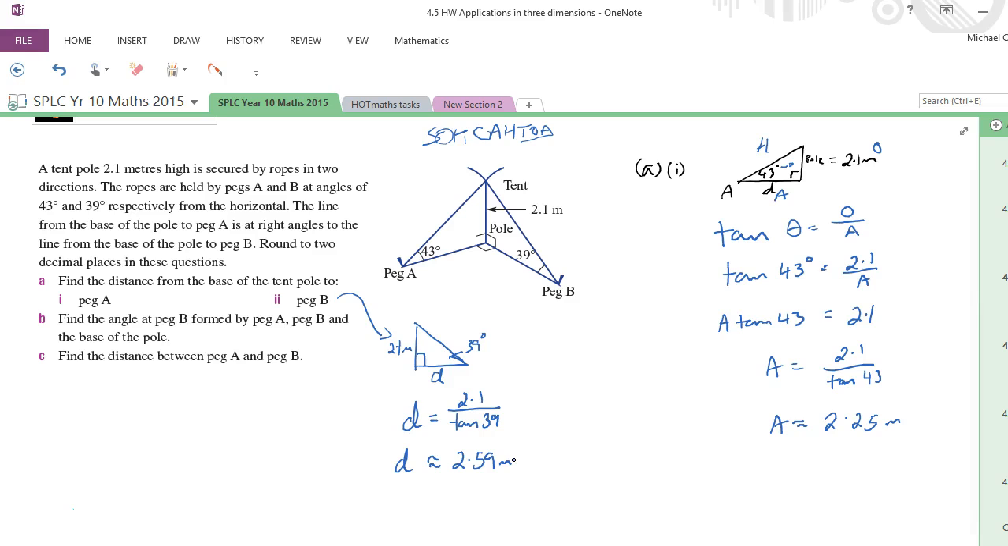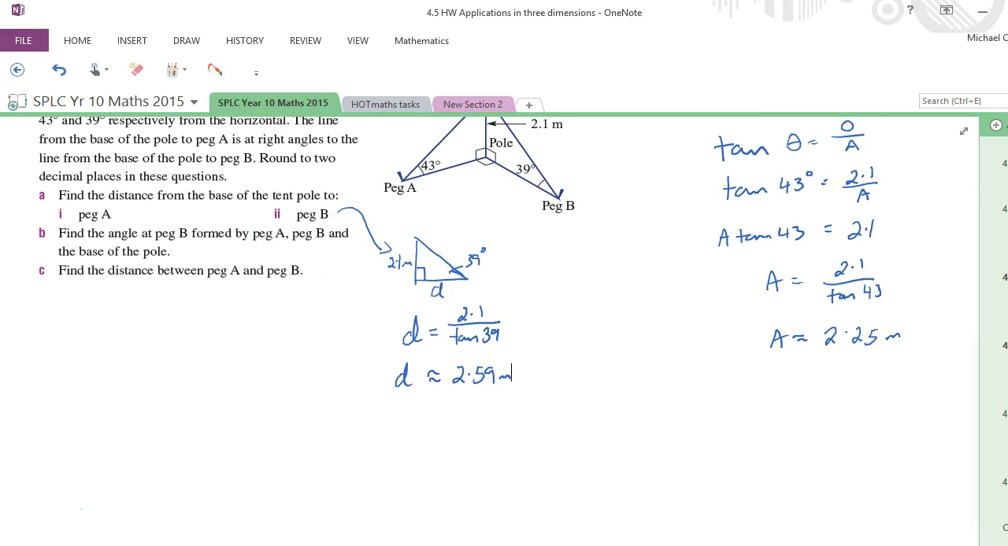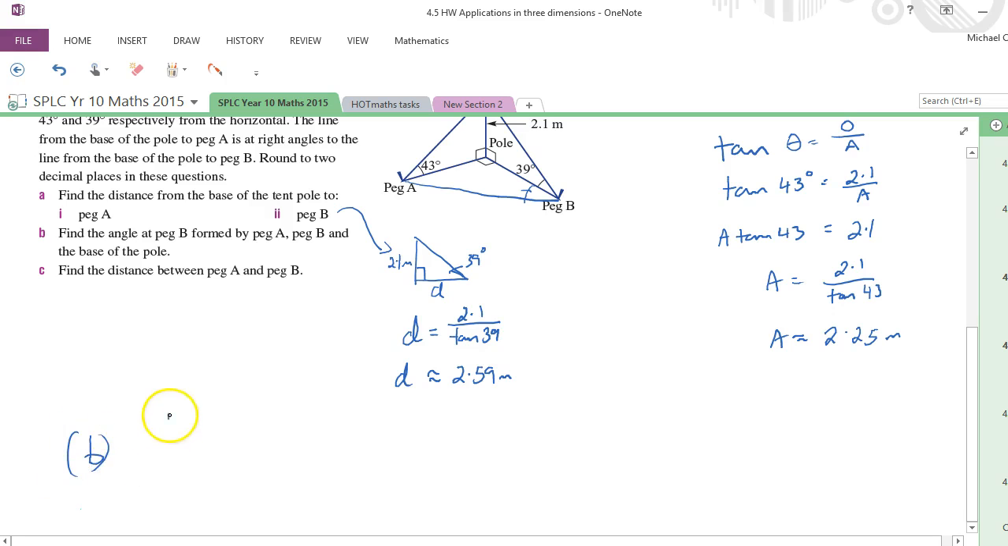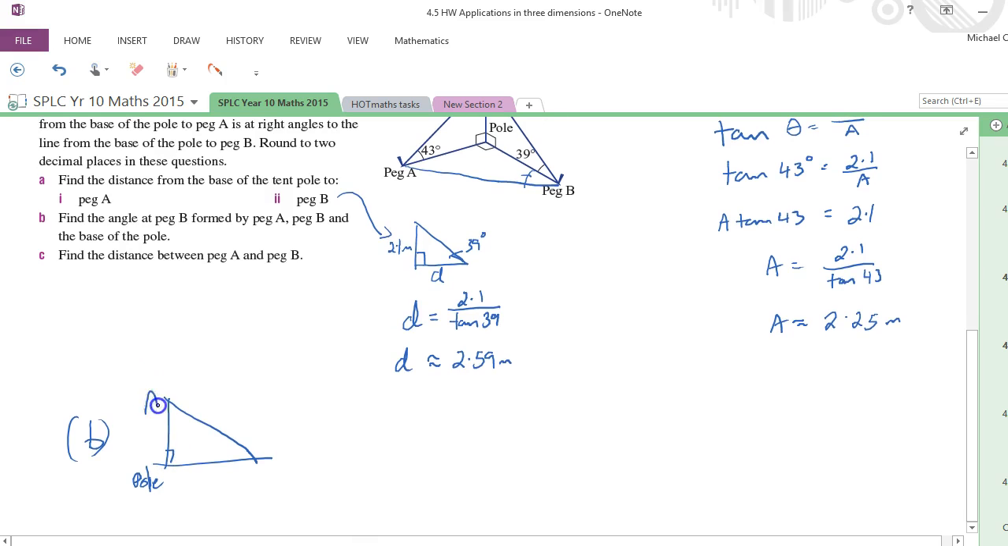Find the angle at peg B formed by peg A, peg B, and the base of the pole. So what they're asking us to do here is find this angle in there. So that's on the flat ground between peg A, peg B, and the pole. We want to know the angle at B. So we draw that triangle in a way that's a little bit easier for us to cope with. So we have the pole here, and now we know that A and B, there's A, there's B. So we want to figure out what that angle is going to be.